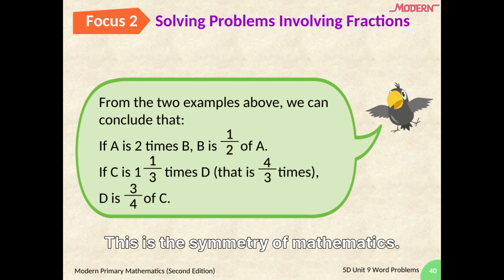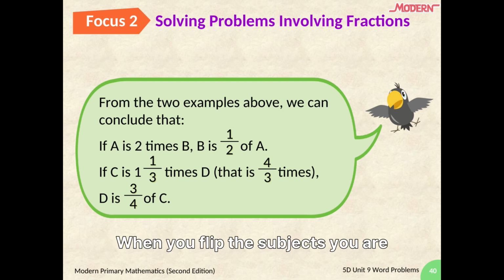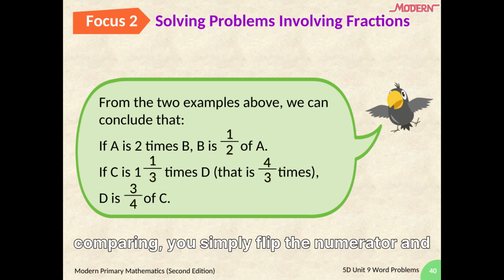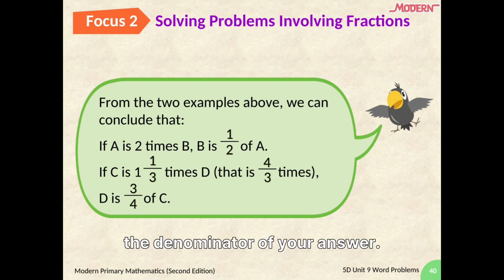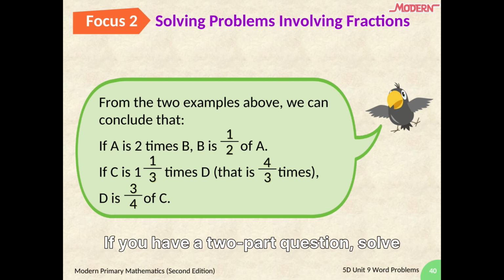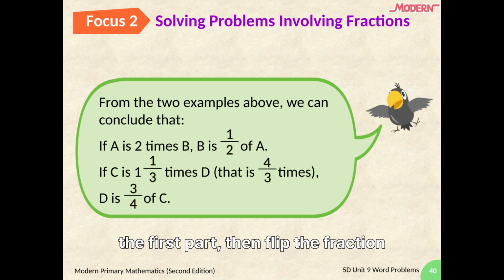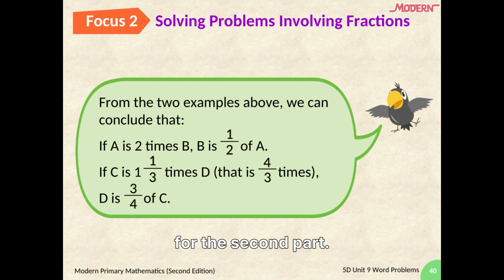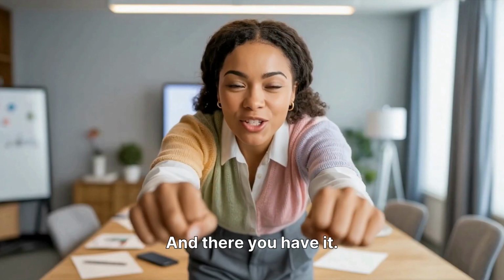This is the symmetry of mathematics. When you flip the subjects you are comparing, you simply flip the numerator and the denominator of your answer. Rule 4 saves you from doing the calculation twice. If you have a 2-part question, solve the first part, then flip the fraction for the second part. It's brilliant! And there you have it.